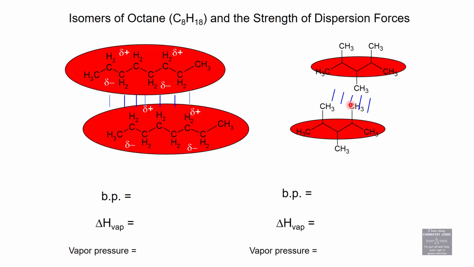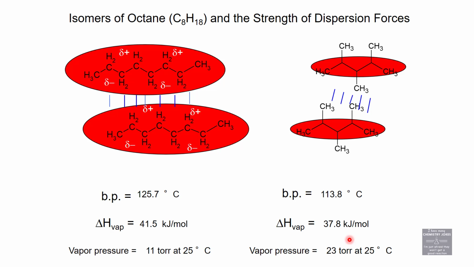It's still dispersion, it's still weak interactions, but the bigger molecule, the more spread out molecule, has more dispersion forces than this one. So we can see that in the boiling point. This one is 125, this one is something lower. This one is delta H of 41.5, this one is something lower. This one has a vapor pressure of 11 torr. This one is something higher because vapor pressure, remember, the higher vapor pressure means weaker forces.